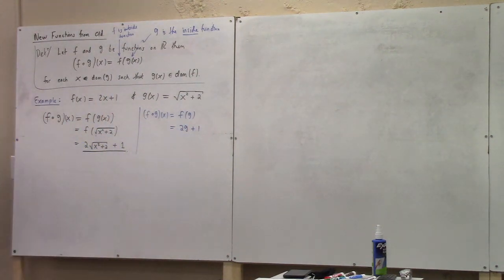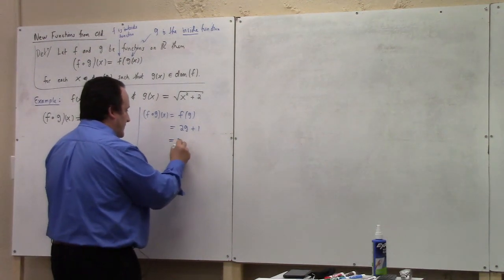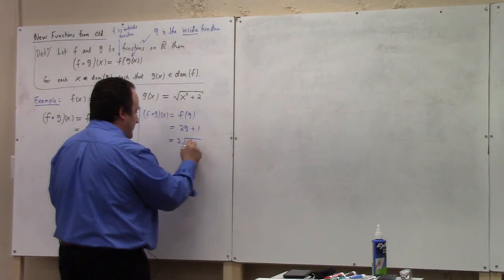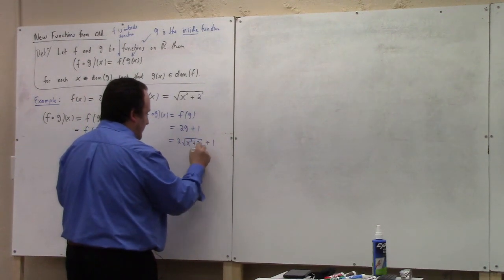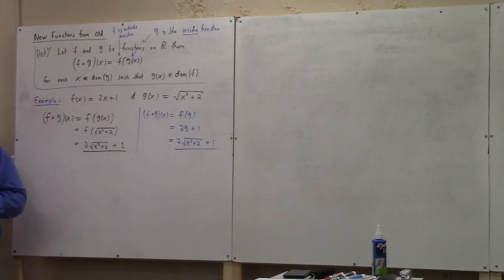But then what is g equal to? Well, g is equal to the square root of x squared plus 2, right? So we could put that as 2 times the square root of x squared plus 2 plus 1. So maybe that's a better way to do this. Is that better? Does that make more sense to everybody?